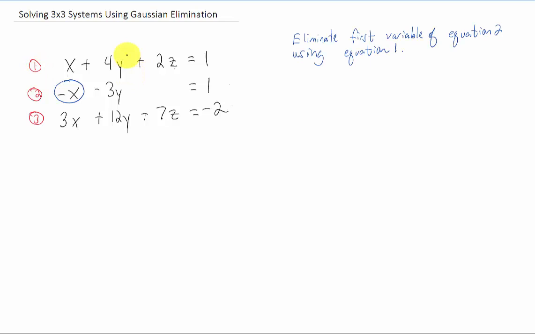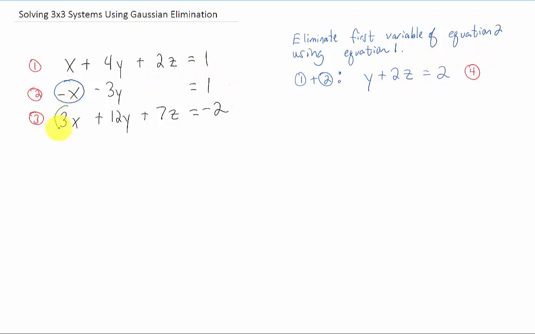And the same rules still apply. We can still add and subtract equations, and we can also multiply equations by numbers. So in this specific example, if we want to eliminate this negative x term right here by using equation 1, we can just add these two equations together. I'm just going to call that 1 plus 2. And what do you get? Well, x plus negative x cancels. 4y plus negative 3y is just y. 2z plus nothing is 2z. And on the right side, 1 plus 1 is 2. We're going to call this equation 4.